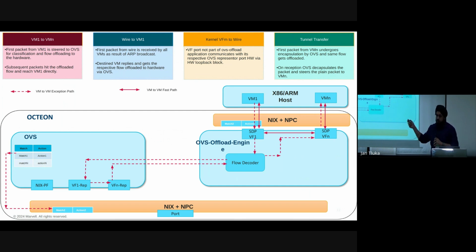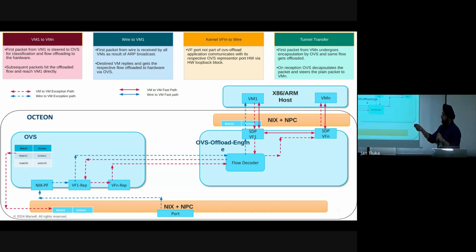This was one of the hardware constraints we hit: the hairpinning support right now is done by software. Then, talking about wire to VMN, let's say the initial packet comes from the wire, from the PF interface. Since it doesn't find any match entry in the hardware NPC block, it goes to the PF, and from the respective representor it goes to VMN, VM1. OVS classifies and offloads the rule, and from the next time the packet takes the fast path, and OVS won't be touched by that.